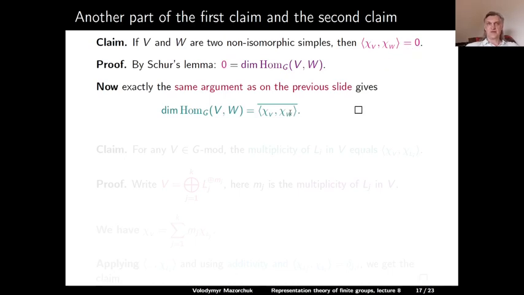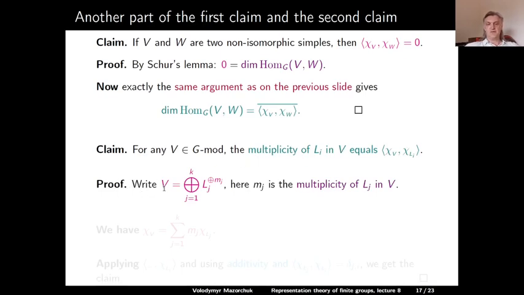So this proves that the characters of simple G modules form an orthonormal system in the space of class functions. So this is a part of the first claim. This is enough to prove the second claim. So now for any G module V, the multiplicity of L_i in V equals the scalar product of the character of V and the character of L_i.